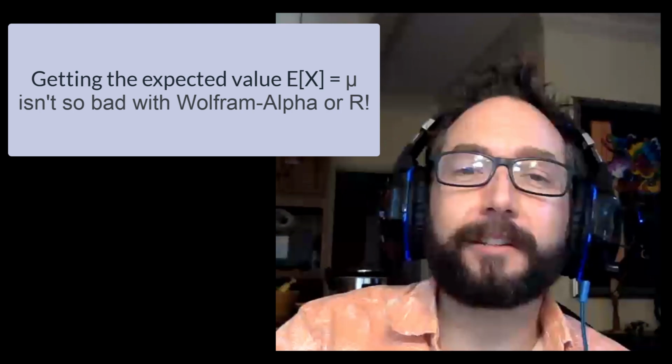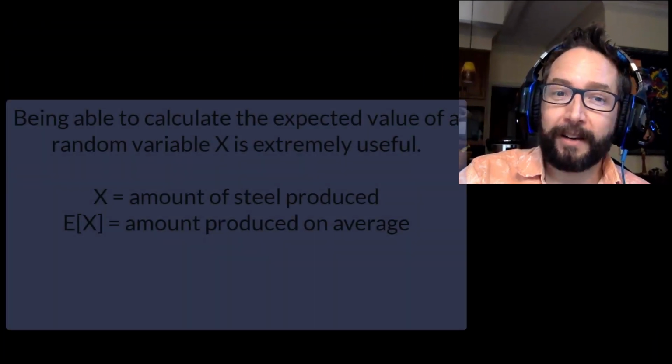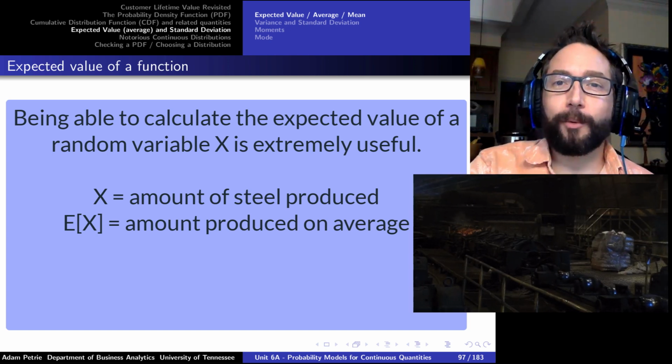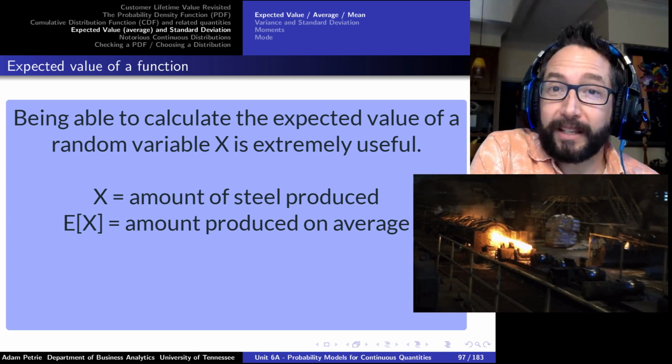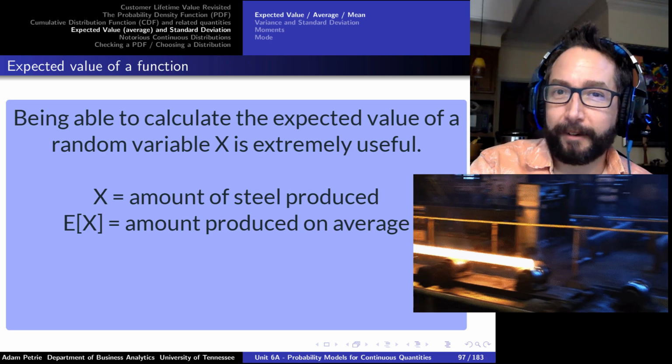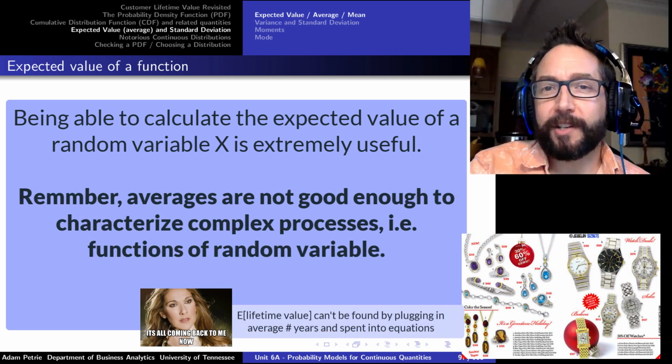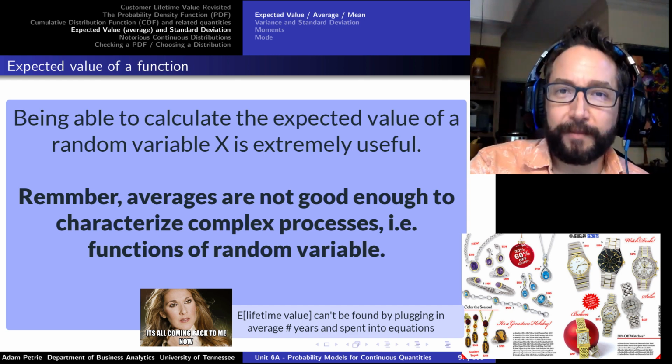We still have to do some calculus, but Wolfram Alpha or R will be there to help us out. And so the next question we might want to ask is, okay, well, that's cool. I like knowing what the average value of that random variable is. But what if I'm more interested in the average value of some function of that random variable?